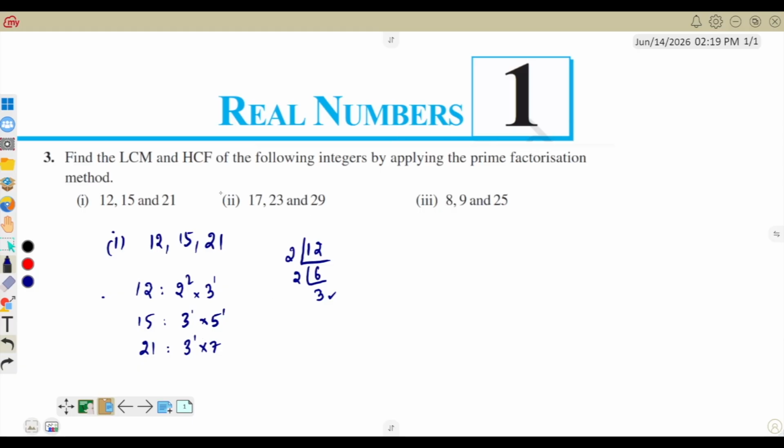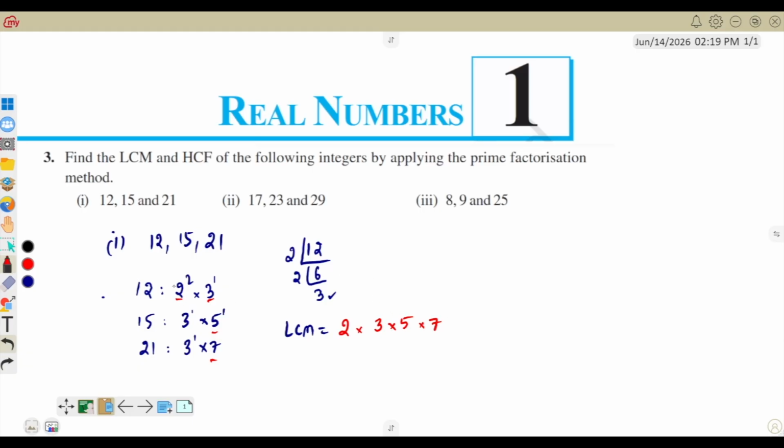Okay, now let's do it for LCM first. LCM means we need to take the common factors and non-common factors all together. So I'll take all the numbers first. Here you can see the non-common factors are 2, 5 and 7, and the common factor is 3 only, right? So I'll write first of all the factors, that are 2, 3, 5 and 7, irrespective of their powers.